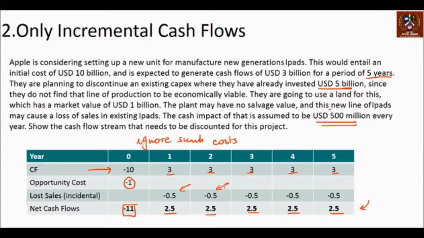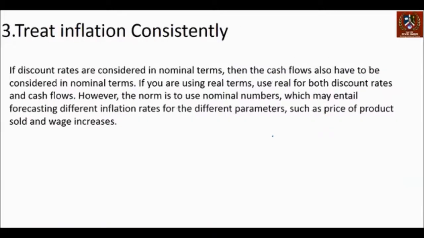So your net cash flows that you're going to look at, which are essentially your incremental cash flows, are these minus 11 and 2.5 for a period of 5 years as per this particular project. That's how you make adjustments in any given project about all these data points. That's how you go about projecting incremental cash flows, right? Let's look at some other things then.